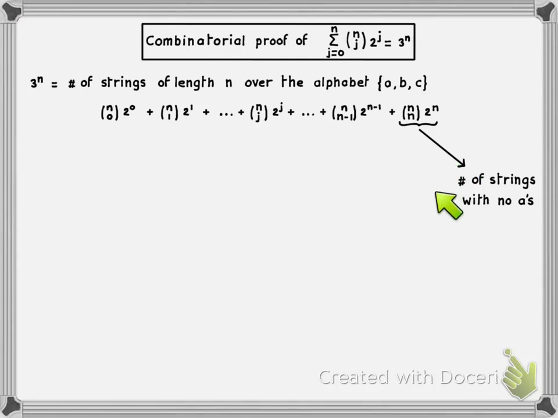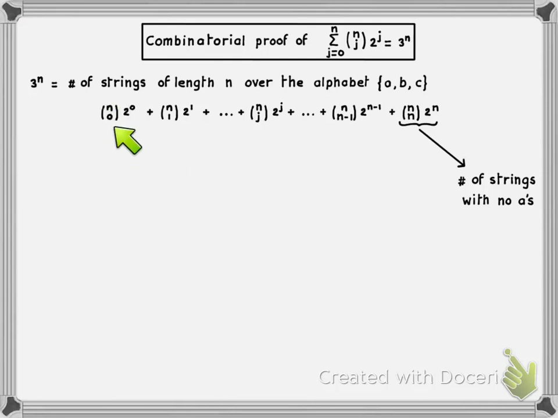Now that we've accounted for all of the strings of length n that do not contain any A's, the sum of all the other terms must be the total number of strings that contain at least one A. Now if we focus on the other end of the sum here, we have a term that's equal to 1. We have n choose 0 is equal to 1, 2 power 0 is also equal to 1. So when we multiply the two, we get a 1.